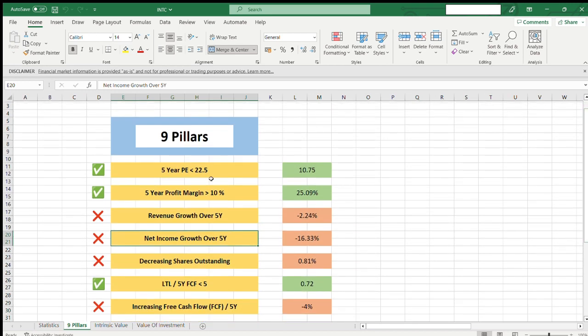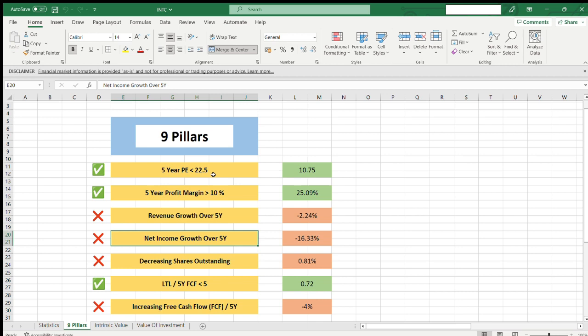First one, the 5-year P/E ratio to be below 22.5. Intel has its P/E ratio at 10.75, which is a good P/E ratio. After that, we want the 5-year profit margin to be above 10%. Intel has its profit margin at 25.09%, so that's a good thing as well.